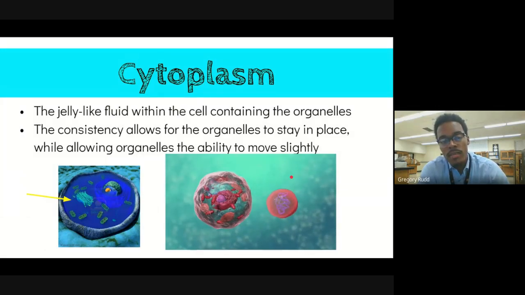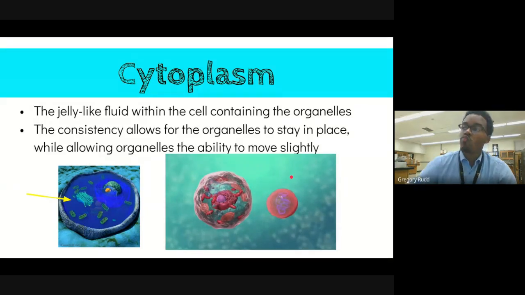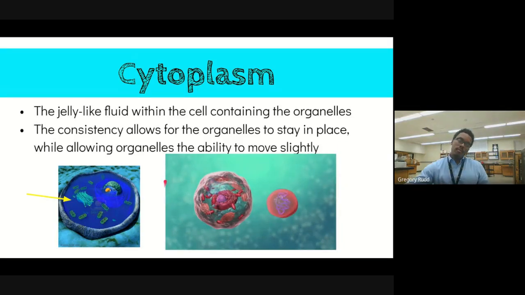And so that's why cytoplasm is the way it is, because plants want their organelles to be able to move. They want them to be able to swim through the jelly, but they don't want them to do it constantly. Sometimes you do just need to be more still. So cytoplasm is the jelly-like fluid within the cell. And this is where all the other organelles swim around.